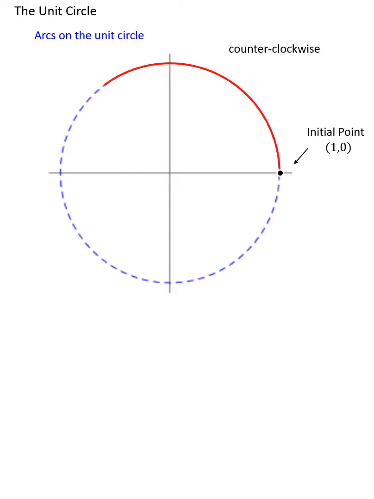Now, arcs generally go counterclockwise, and wherever they end, we call that the terminal point. I haven't done any math here. I've simply told you that all arcs on the unit circle in our consideration start at the point 1, 0. They go counterclockwise. There are exceptions for that later. And wherever that arc ends, we call that the terminal point.